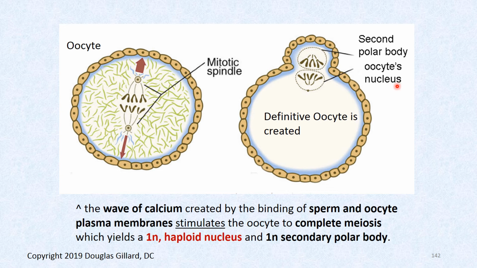All right, I guess I thought I took these out, but I did leave them in. So a wave of calcium is created. We went through that already. So there's the second polar body being formed, though, because we're forming new cells, but this one steals all the cytosol.